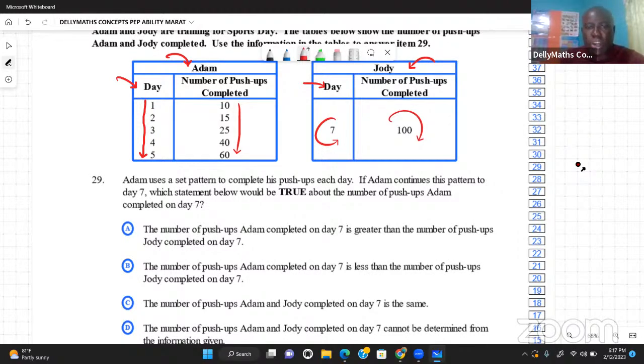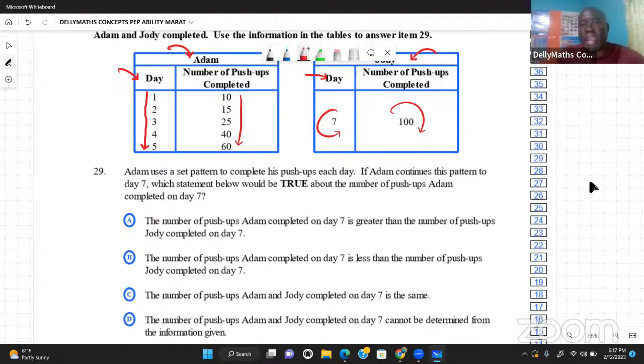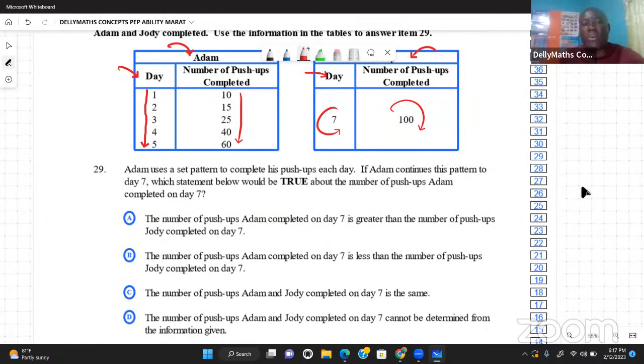Adam used a set pattern to complete his push-ups each day. If Adam continues this pattern to day 7, which statement below should be true about the number of push-ups Adam completed on day 7? So they're going to be talking about Adam's push-ups on day 7. So before I even read the responses down there, I am going to carry mine to day 7 first, right? So look, we're talking about 5, and then day 1 we're talking about 10, should say, and then 10 goes to 15, then it goes to 25, it goes to 40, then it goes to 60. We want to look between these numbers.